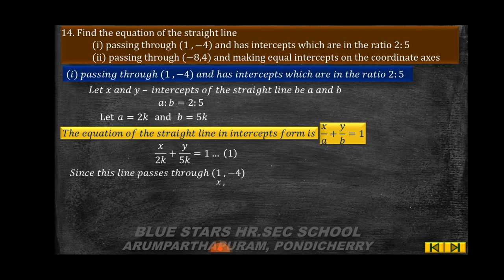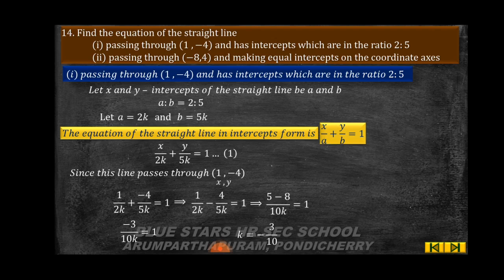Since the line passes through the point 1, minus 4, substitute the x and y values in equation 1. 1 divided by 2k plus minus 4 divided by 5k is equal to 1, which implies 1 by 2k minus 4 by 5k is equal to 1. Then the next step is you have to do a cross multiplication, or we are taking the LCM. So 5 minus 8 divided by 10k is equal to 1. 5 minus 8 is minus 3 divided by 10k is equal to 1. So k is equal to minus 3 by 10.